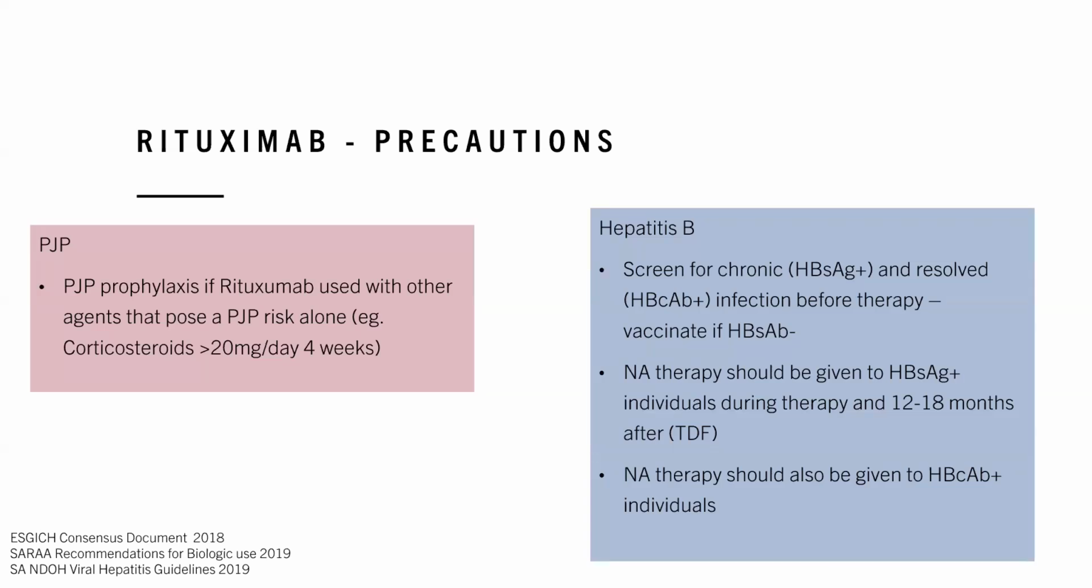So you need to screen patients to see whether they're hep B surface antigen positive, but it's also important if they've been exposed to hepatitis B before. If they're hep B core antibody positive, indicating previous infection, that's important as well. If they're hep B surface antibody negative, they should be vaccinated. And if they're hep B surface antigen positive, they should be put onto treatment, so nucleoside analogs. Also, if they're hep B core antibody positive, they should also be treated to prevent reactivation of hepatitis B.